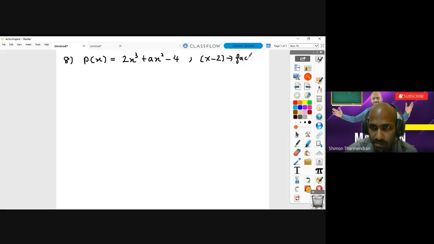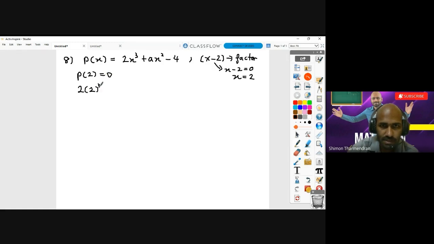So again, what does it mean if x minus 2 is a factor? Kena cari root. Mesti cari punca dulu. Punca is called the root. And then we put into the equation. So x equals 2. That means we have P(2) must equal 0. So 2 power 3 plus a into 2 squared minus 4 equals 0. 2 power 3 is 8, times 2 is 16, plus 4a minus 4 equals 0 over here.